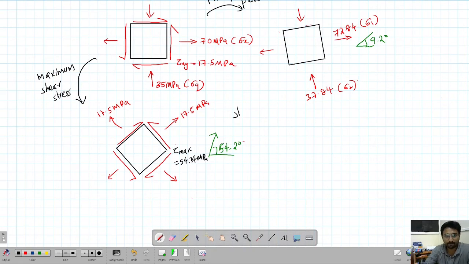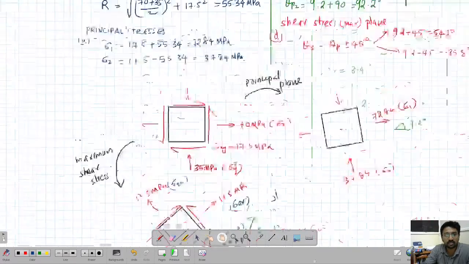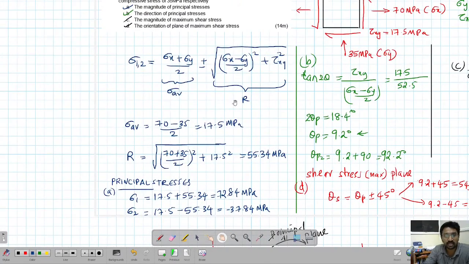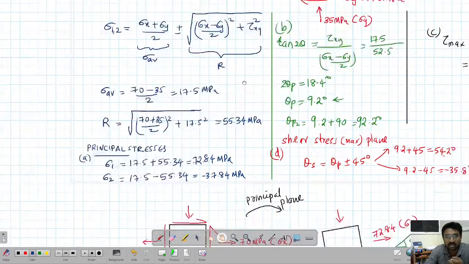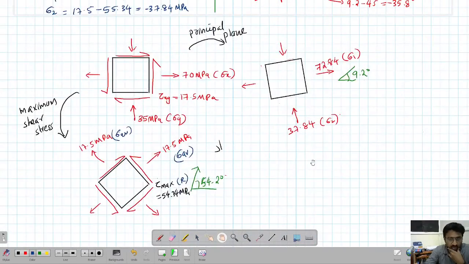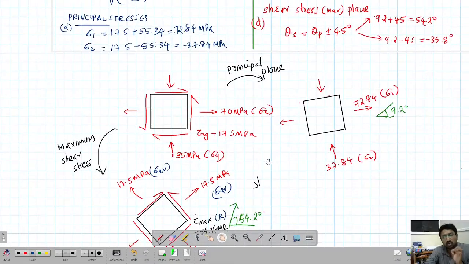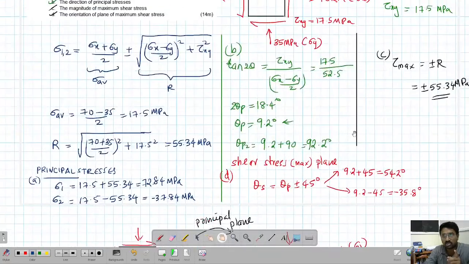So I hope this is clear. This value is for your information. This is sigma average, and this will be equal to the radius of the Mohr's circle. So these two quantities, the moment you calculate these two separately, you are calculating the maximum shear stress and the normal stresses in the plane where the shear stress is maximum. So I hope this concept is clear. It all depends upon the orientation, how we are considering the stress block. So I hope this answer is clear to you.